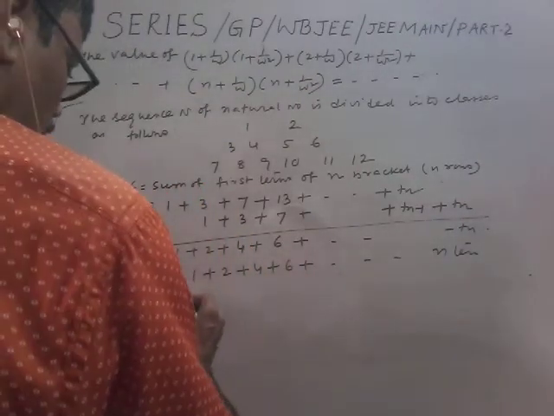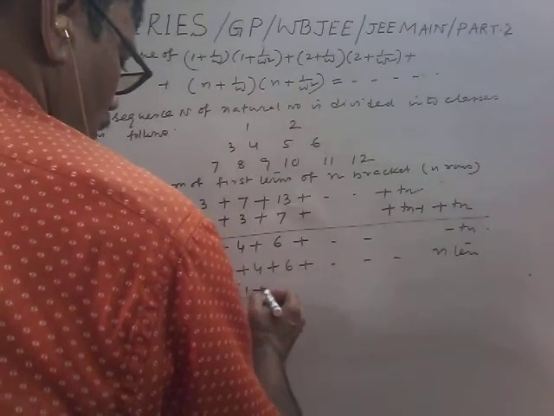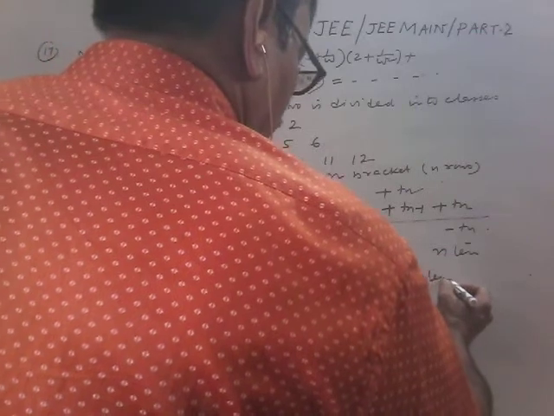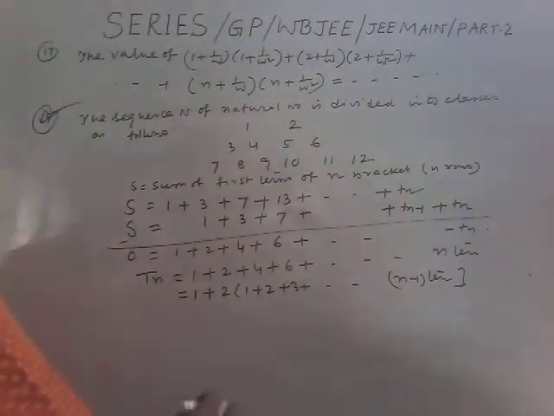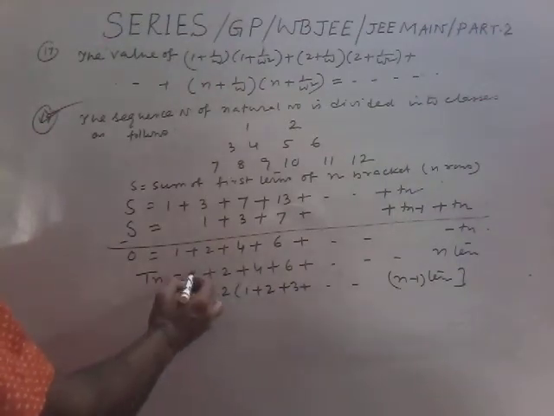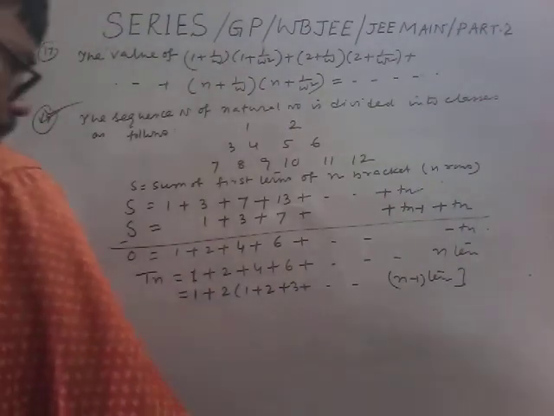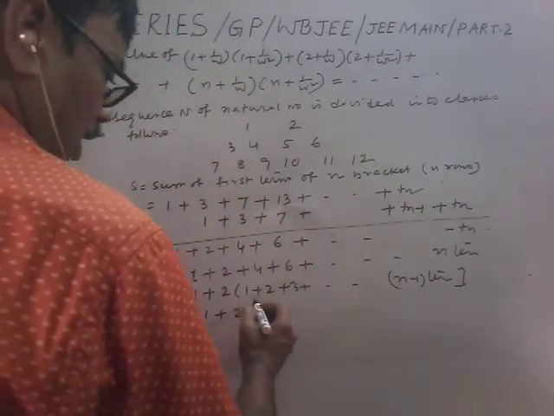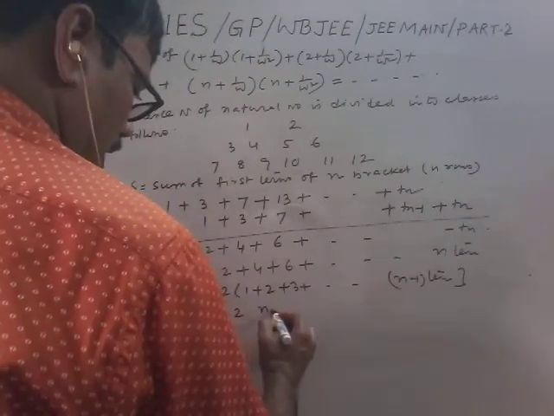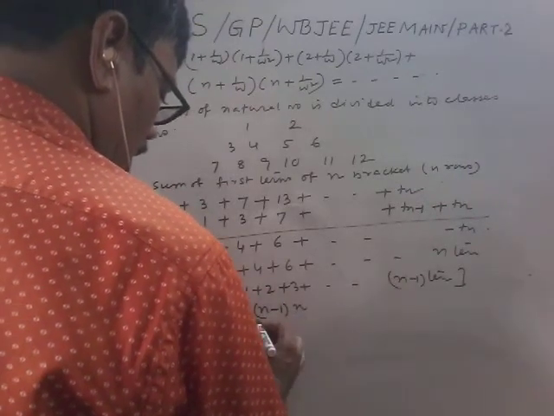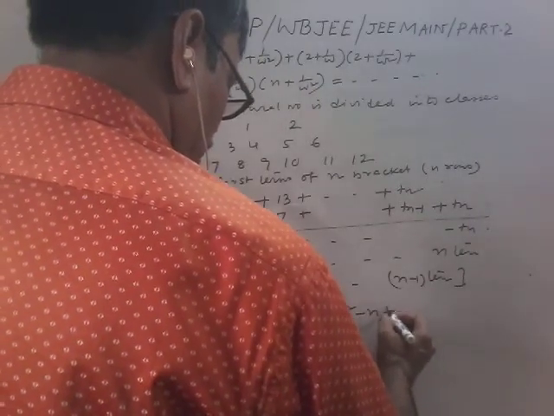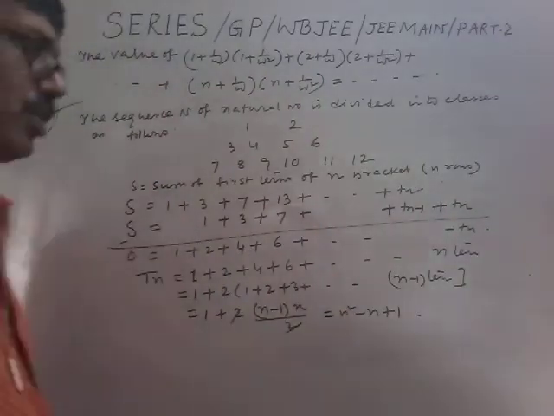So write 1 plus 2 common, 1, 2, 3, dot dot n minus 1 terms. Why n minus 1 terms? Because 1 is kept alone. So now this one is the sum of n terms, so n is replaced by n minus 1. So n minus 1 into n by 2. So n square minus n plus 1. So this is Tn.